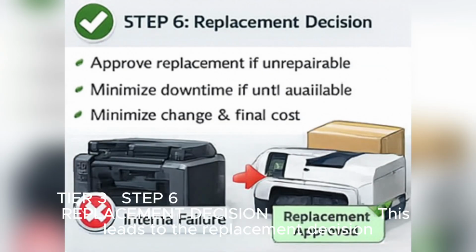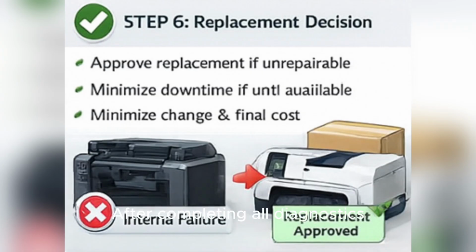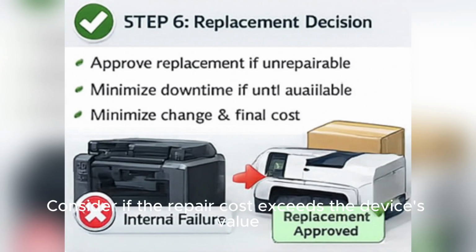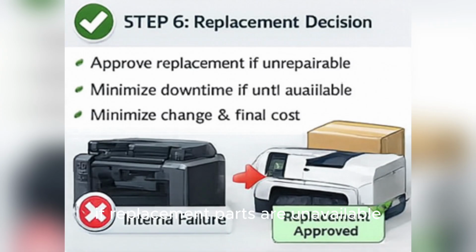Tier 3. Step 6. Replacement decision. This leads to the replacement decision. After completing all diagnostics, replacement may be the best option. Consider if the repair cost exceeds the device's value, if replacement parts are unavailable, if the device is out of warranty, or if downtime is critical. This is the final decision point.